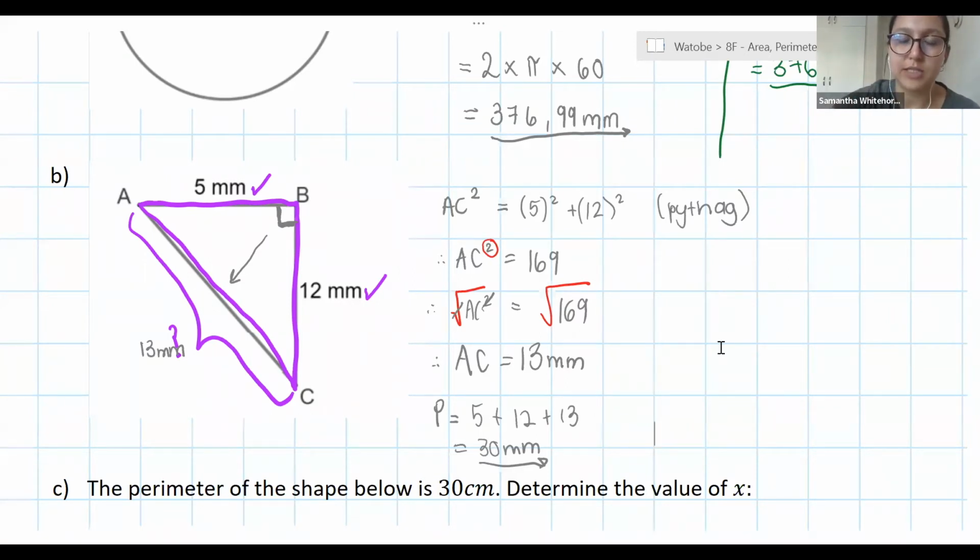Right, so let's have a look at question C. Make sure you've got your screenshot if you want it before I move on.